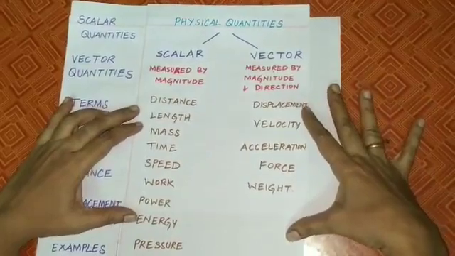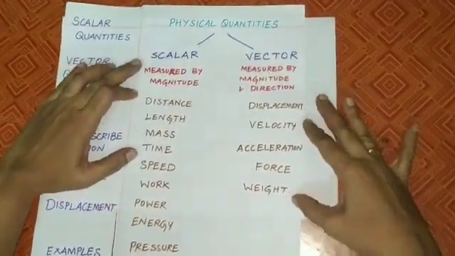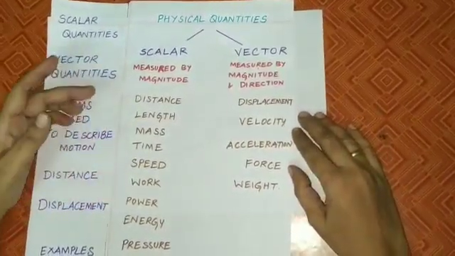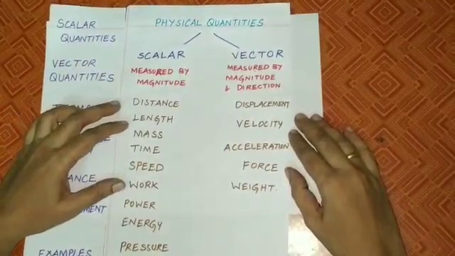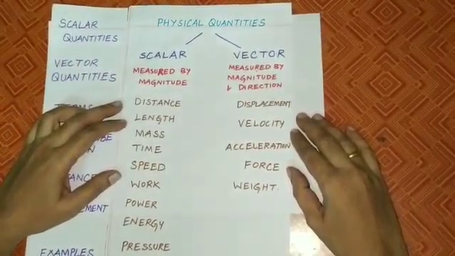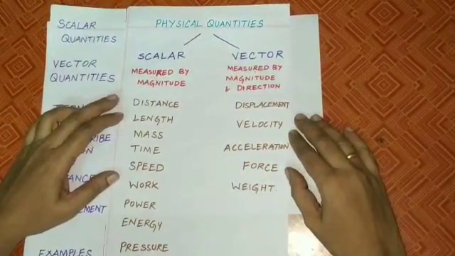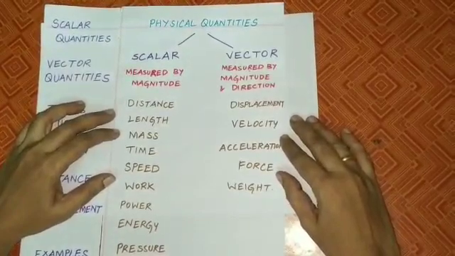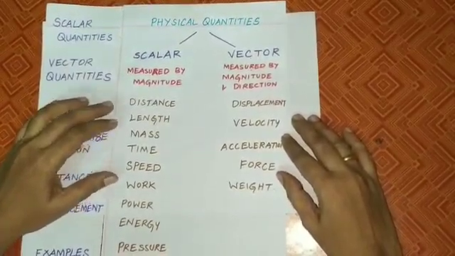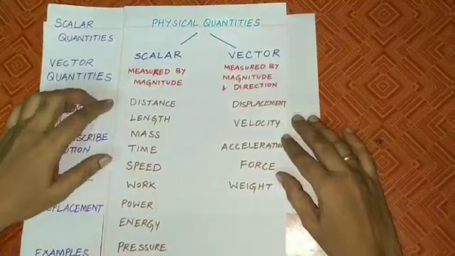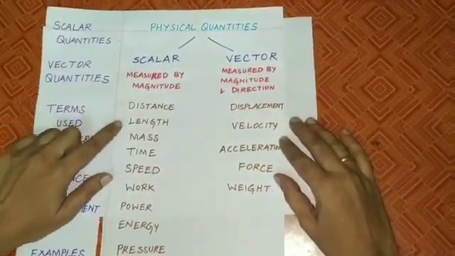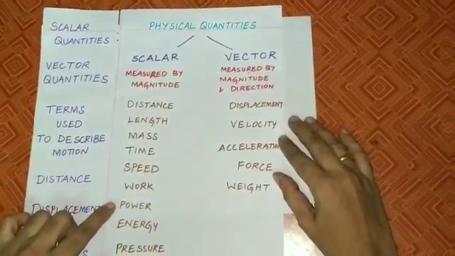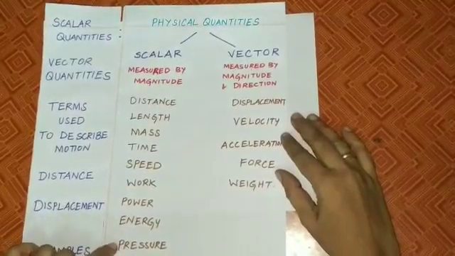Scalar quantity is the physical quantity which has only magnitude or size. What does magnitude mean? It is the measure or its value, or in simple words, it's the quantity. Examples for scalar quantities are distance, length, mass, time, speed, work, power, energy, pressure, etc.